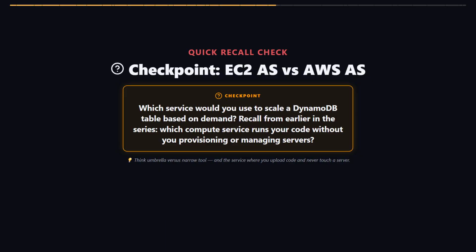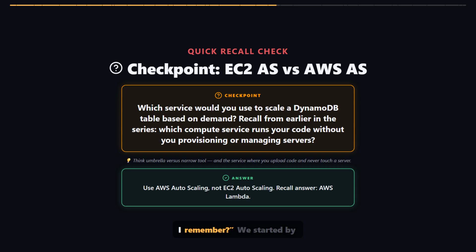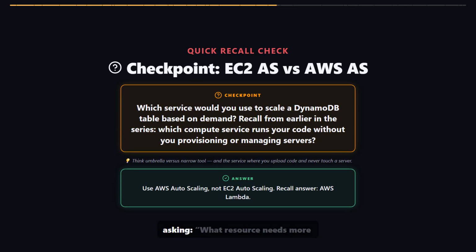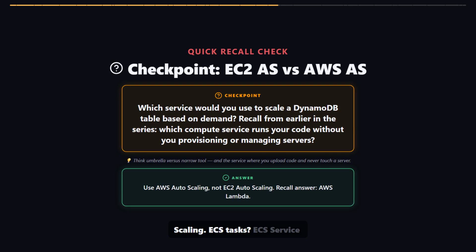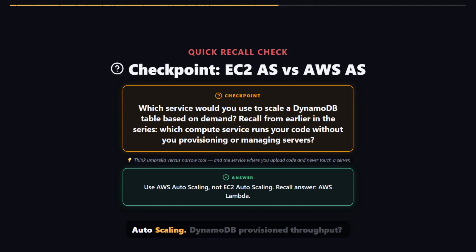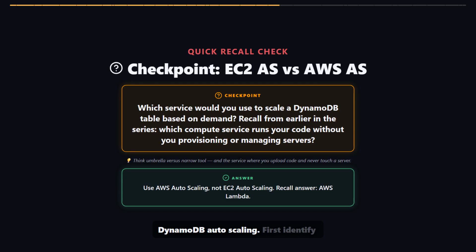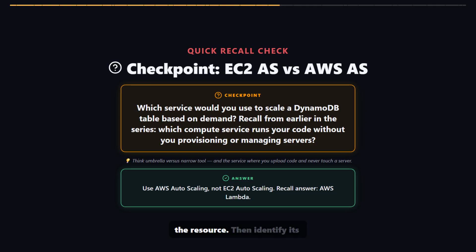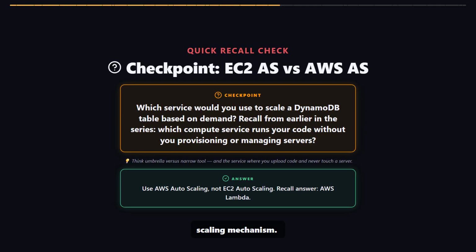Notice the pattern. We didn't start by asking, which auto-scaling product do I remember? We started by asking, what resource needs more capacity? EC2 instances? EC2 auto-scaling. ECS tasks? ECS service auto-scaling. DynamoDB provisioned throughput? DynamoDB auto-scaling. First identify the resource, then identify its scaling mechanism.